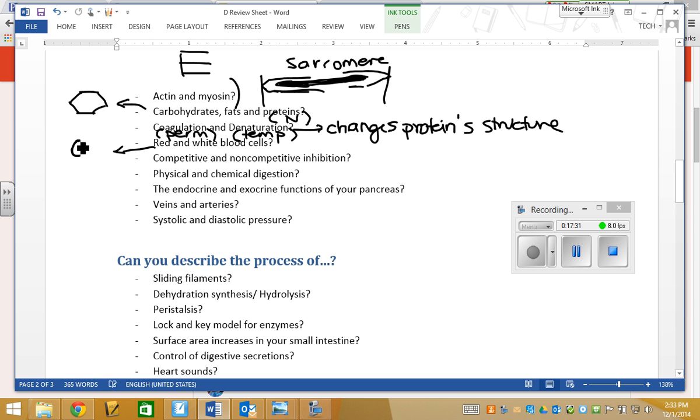And now for red and white blood cells, here's our focus. Red blood cells carry oxygen. That is their job. And white blood cells play a role in immunity and keeping you healthy.